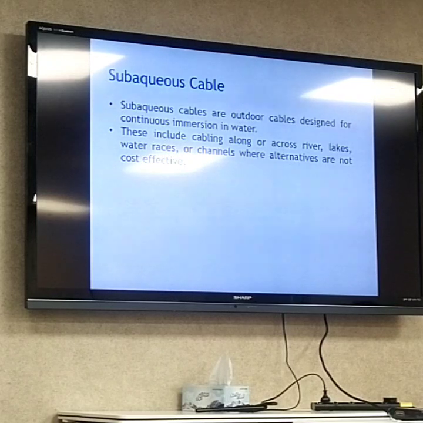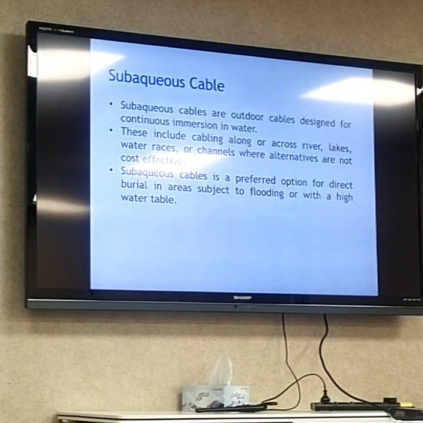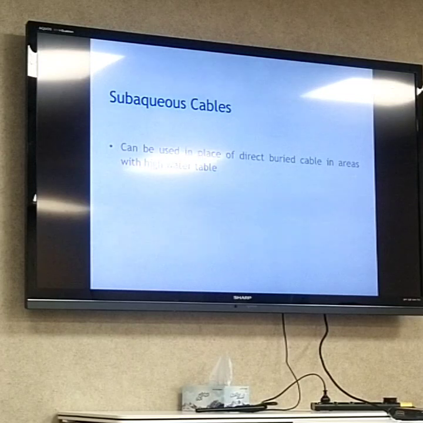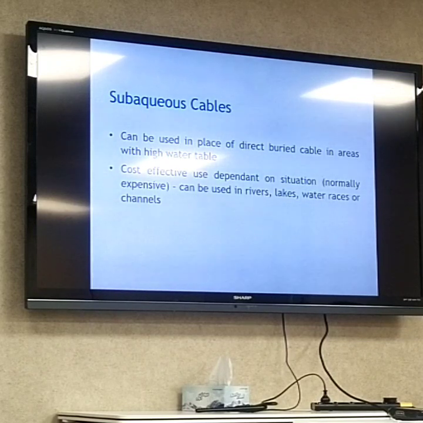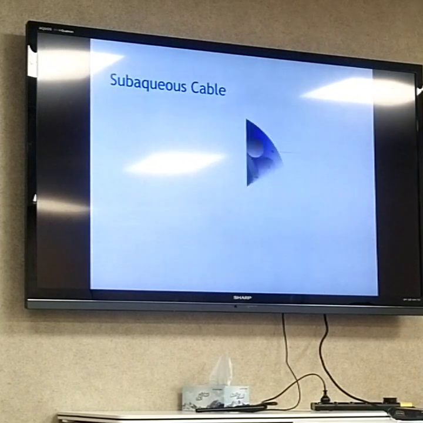This includes cabling along or across rivers, or along lakes or channels, where alternatives are not cost effective. These cables are a preferred option for direct burial in areas subject to flooding or with high water content. These cables can be used in place of direct burial cable in areas with a high water table. Cost-effective use depends on the situation; normally it is expensive, but it can be used, as we said, in rivers, lakes, channels, etc.